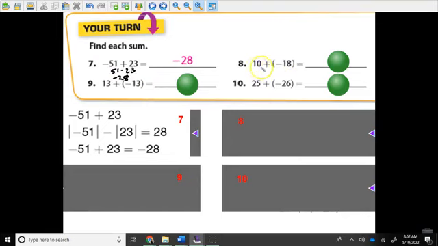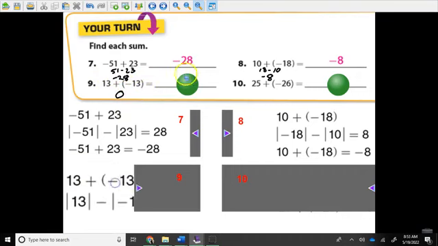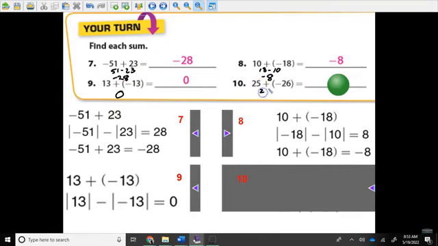Okay, we've got 10 plus negative 18. So 18 minus 10, 8. The negative is bigger, so my answer will be negative. 13 plus negative 13. I have a positive and I have a negative. 0. Number 10, 26 minus 25. That's 1. The negative is bigger, therefore it's negative.